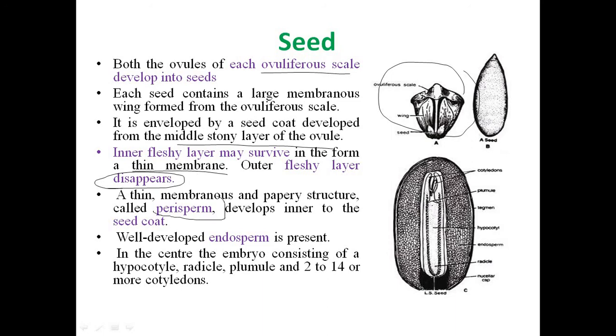The perisperm is the result of a papery structure which is thin and membranous that develops into the seed coat of this Pinus, and here well developed endosperm is present. In the center there is an embryo consisting of a hypocotyl. You can observe this is the hypocotyl, then radicle and the plumule, and 2 to 14 or more cotyledons are present in the seed of this Pinus.